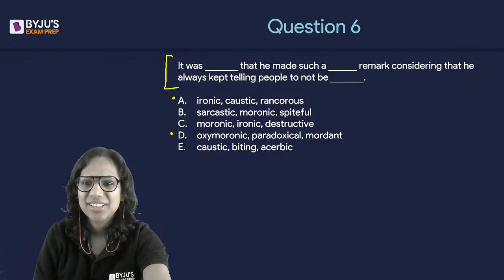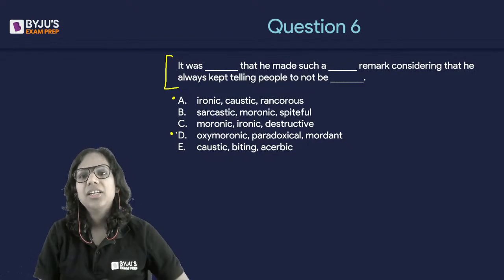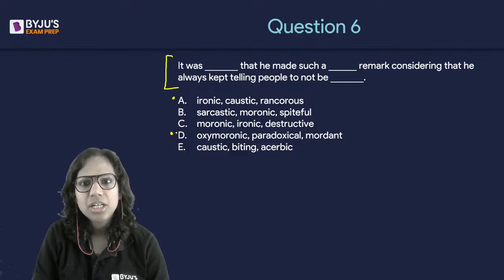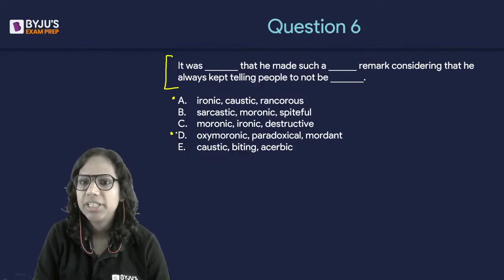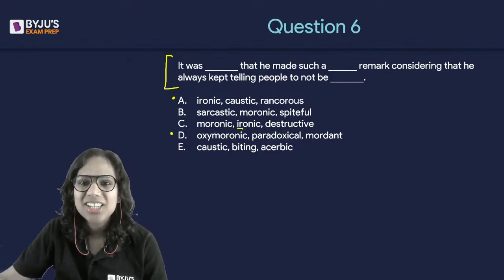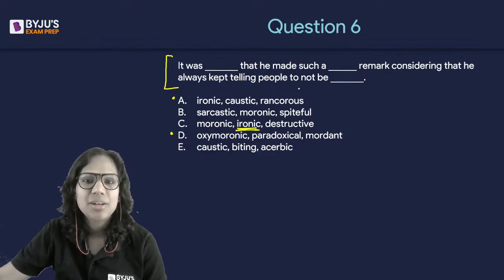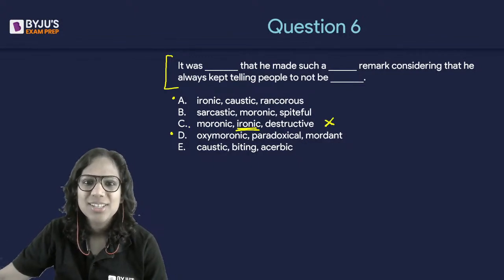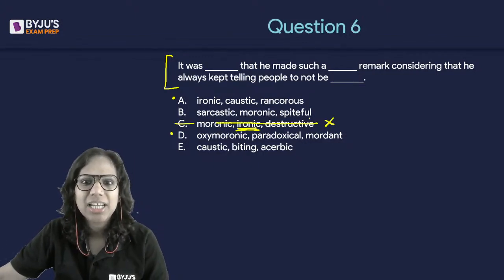Others. It was dash that he made such a dash remark, considering that he always kept telling people to not be dash. So, one thing again, such a ironic does not make sense grammatically. Such an ironic would make sense. Okay, so C I eliminated right away.